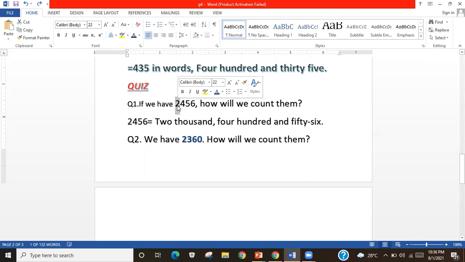So how will we say it in numerals? That is 2456, and in words we will say 2456. The second question we have is 2360. We have the four-digit number 2360. How will we count them?